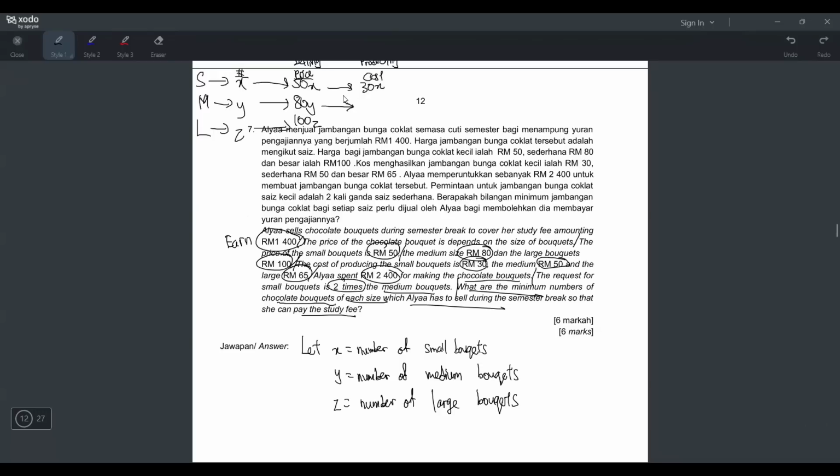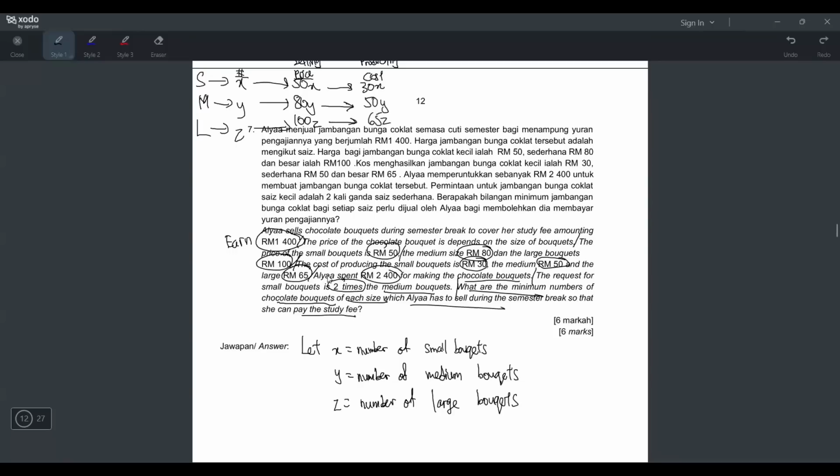Okay, what about for the medium size? Medium size, the cost is 50 ringgit, right? So the total cost will be 50y lah, because 50 ringgit is only for one medium bouquet. So you have to times y. Okay, what about this one? It will be large 65, so 65z, right?